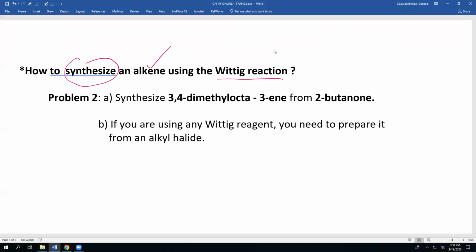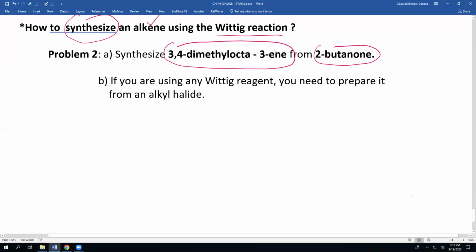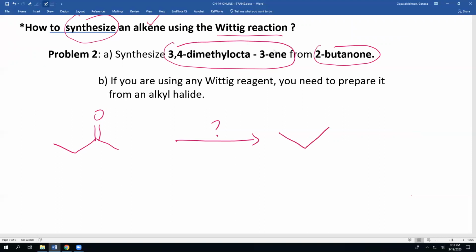Here is one of them. We have to convert 2-butanol into 3,4-dimethyloct-3-ene. What is 2-butanol? There's 1, 2, 3, 4. And we have to convert this into octene, with methyl groups at 4 and 6 and 8 carbons. So on the third carbon, you have a double bond and a methyl, and 1, 2, 3, 4, 5, 6, 7, 8.